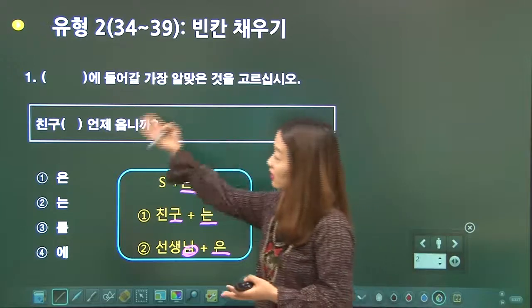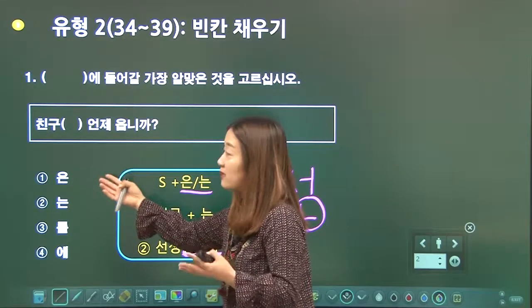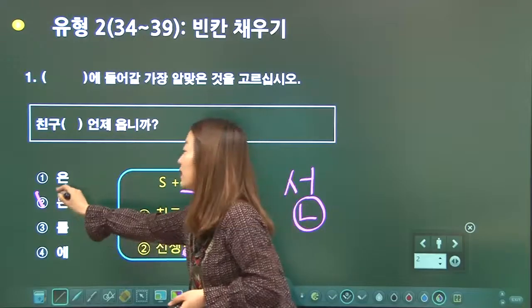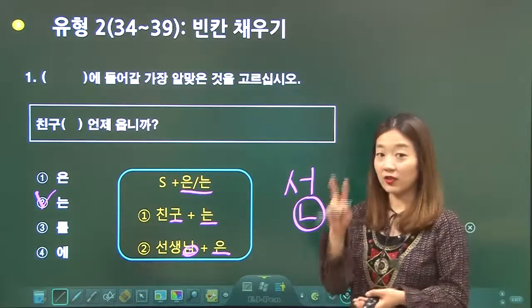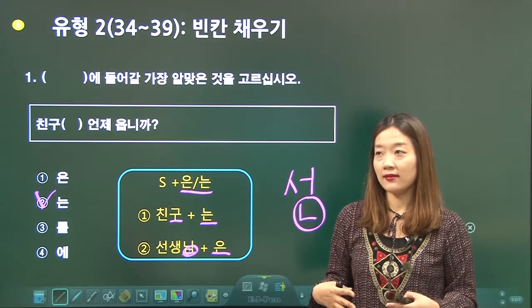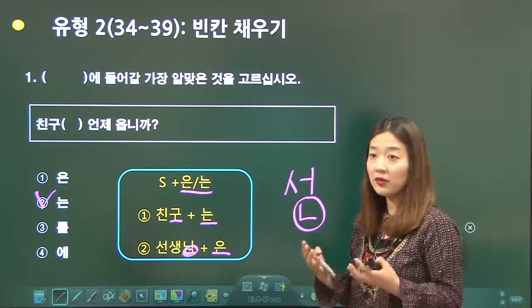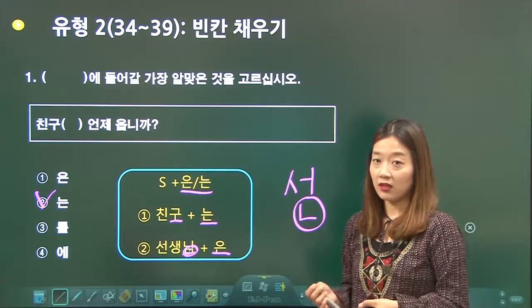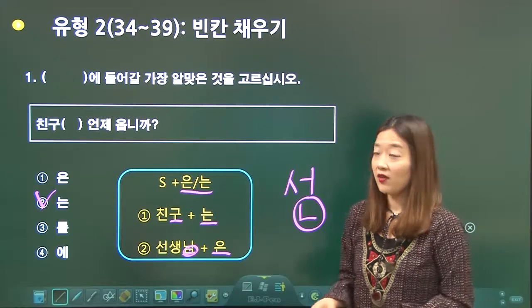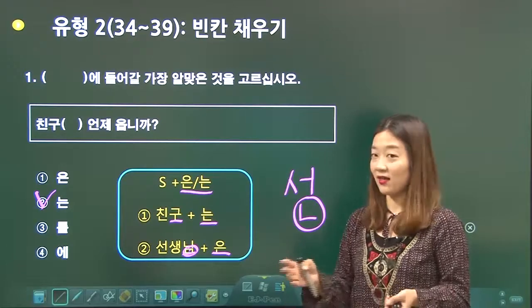So look at here, 친구 언제 옵니까? So which subject marker is best for 친구? 친구는. Okay, here we go. So the answer will be number 2, 는. Few languages have a subject marker, so maybe it's difficult to understand for you, but you should remember this kind of question always comes out.